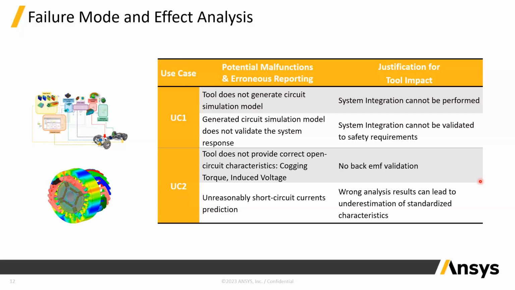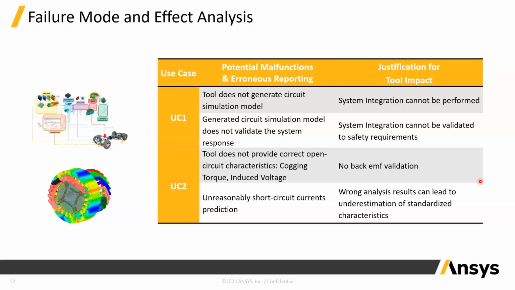Now a second case study on Maxwell, and this relates to the virtual testing of an electrical machine. One potential malfunction of Maxwell is that the tool does not provide the correct open circuit characteristic, does not provide the corresponding cogging torque characteristic, induced voltage, and so on and so forth. With the tool not providing this type of characteristics, the impact is that the user cannot predict the back EMF to validate the back EMF according to the safety regulations.